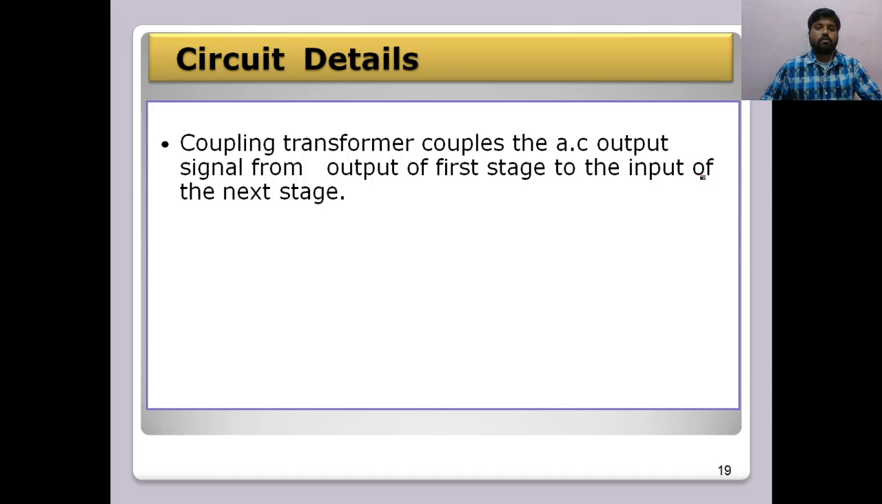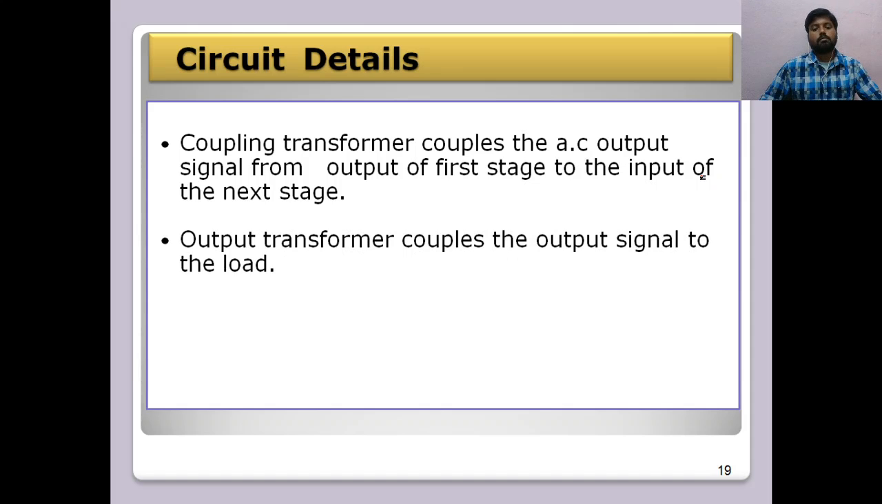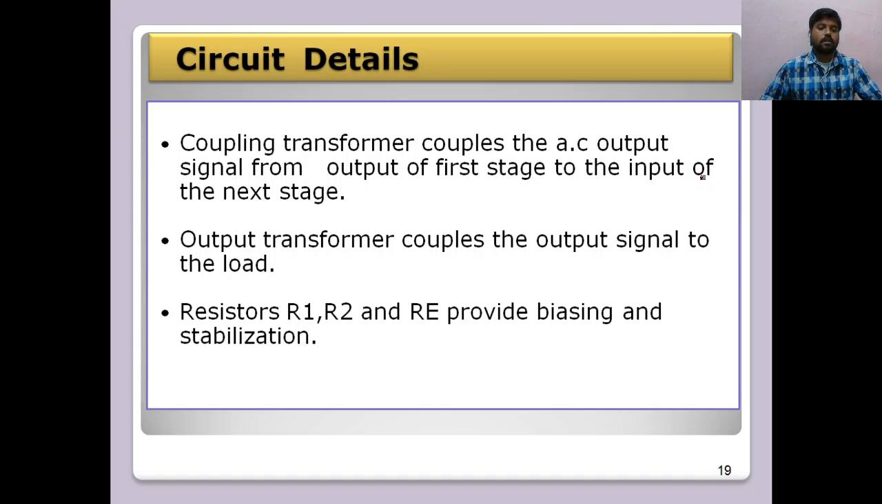The coupling transformer couples the AC output signal from the output of the first stage to the input of the next stage, that is transformer 1, and the output transformer couples the output signal to the load, that is transformer 2. The resistors R1, R2 and RE provide the biasing and stabilization for the transistor amplifiers, and the C is an emitter bypass capacitor used across the RE to bypass the AC during the stabilization process.